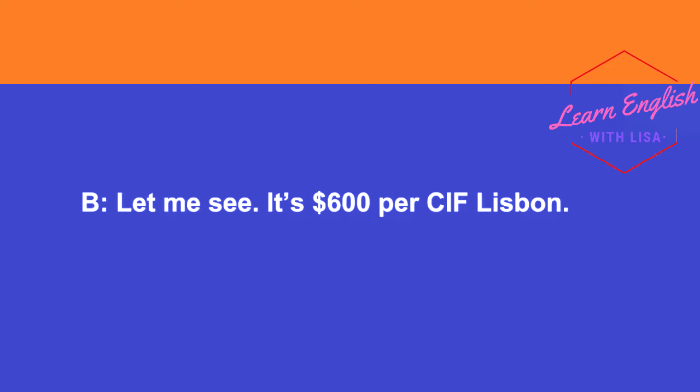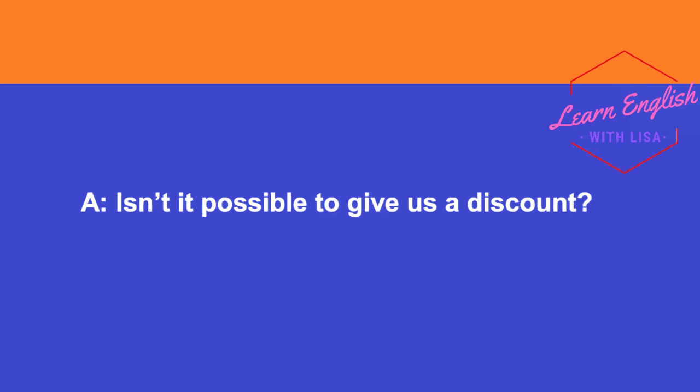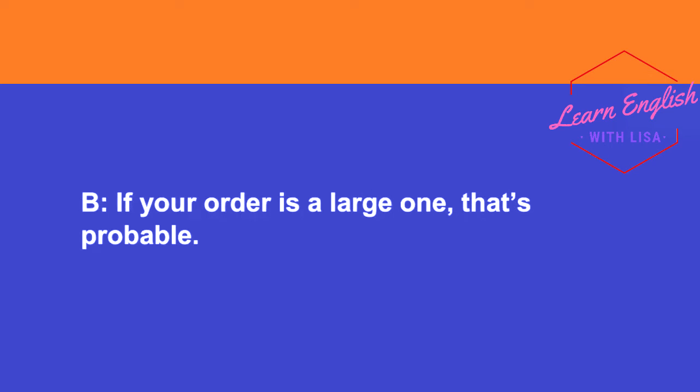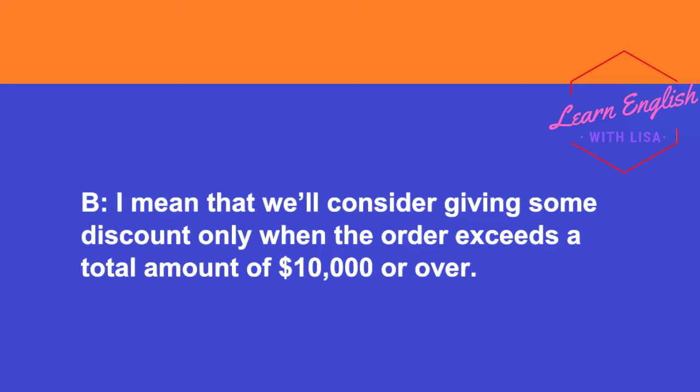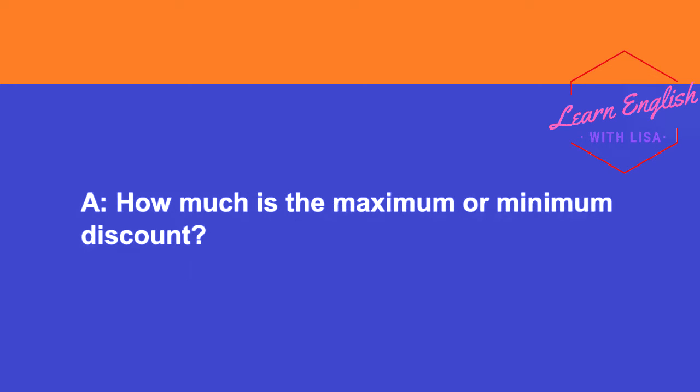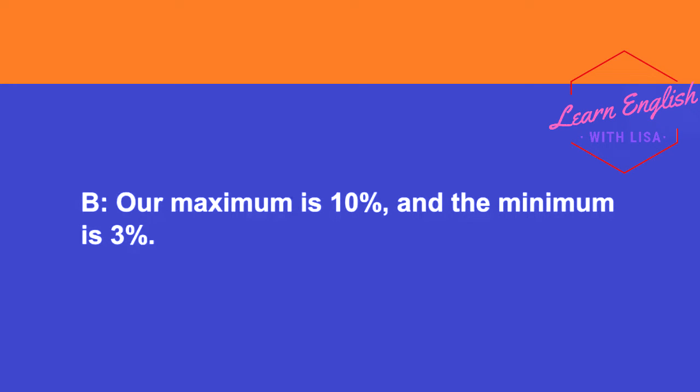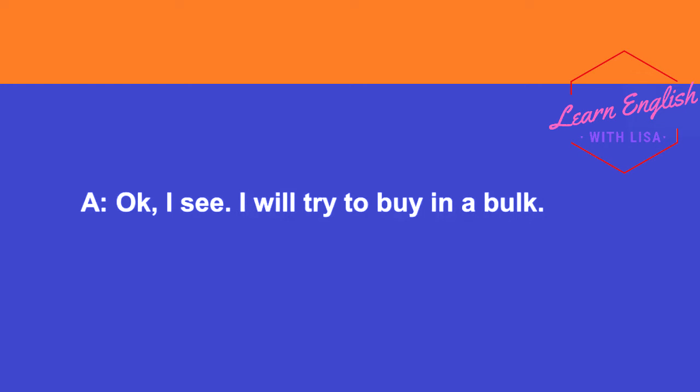Let me see. It's $600 per set CIF Lisbon. Isn't it possible to give us a discount? If your order is a large one, that's probable. What do you mean by a large one? I mean that we'll consider giving some discount only when the order exceeds a total amount of $10,000 or over. How much is the maximum or minimum discount? Our maximum is 10%, and the minimum is 3%. Okay, I see. I will try to buy in bulk.